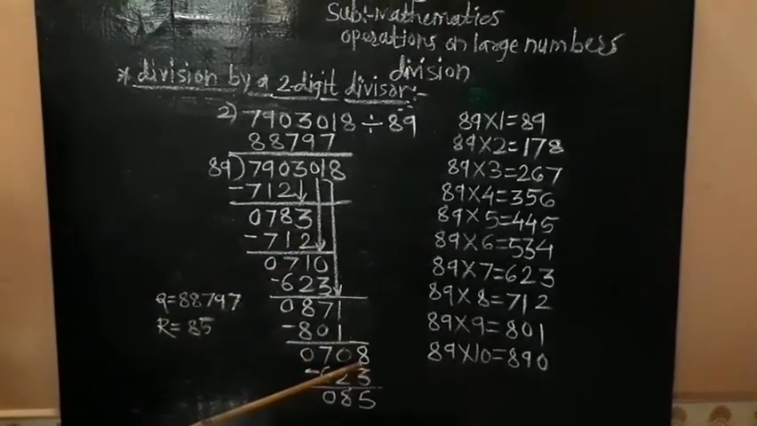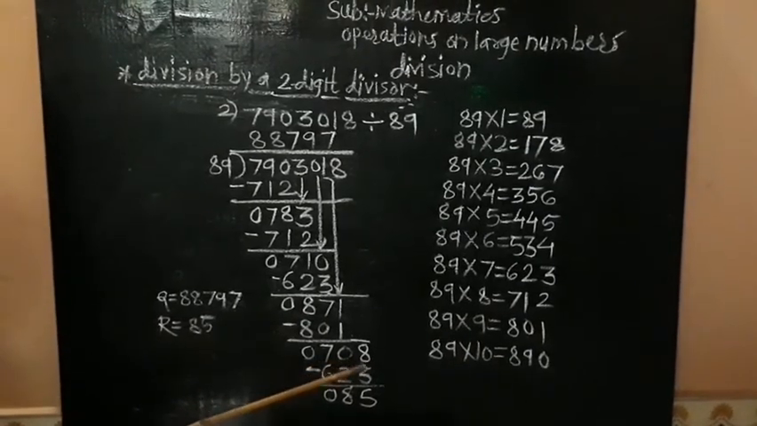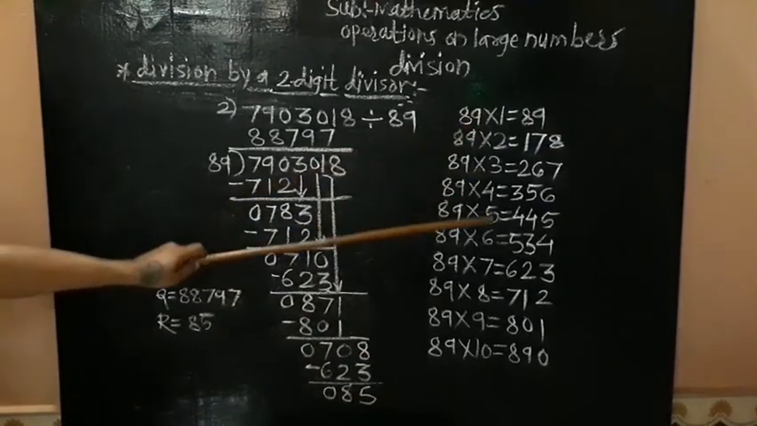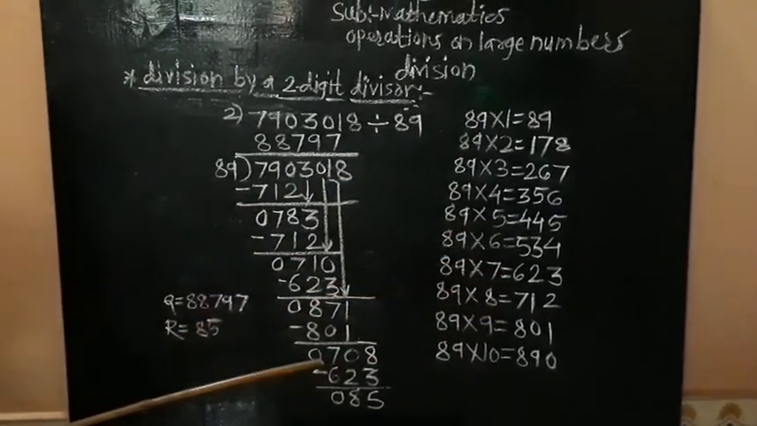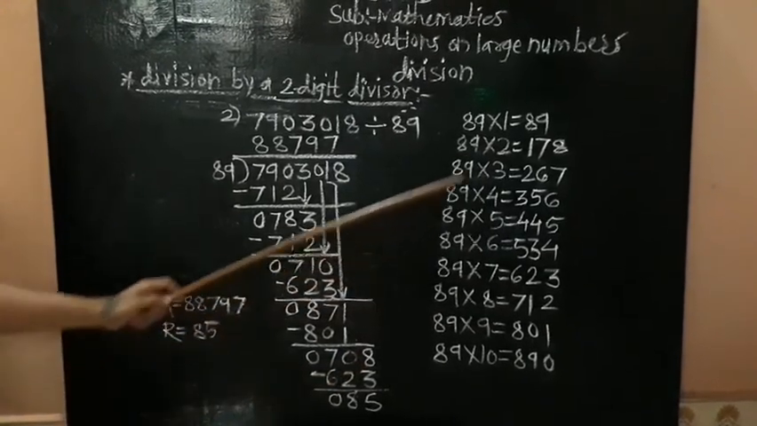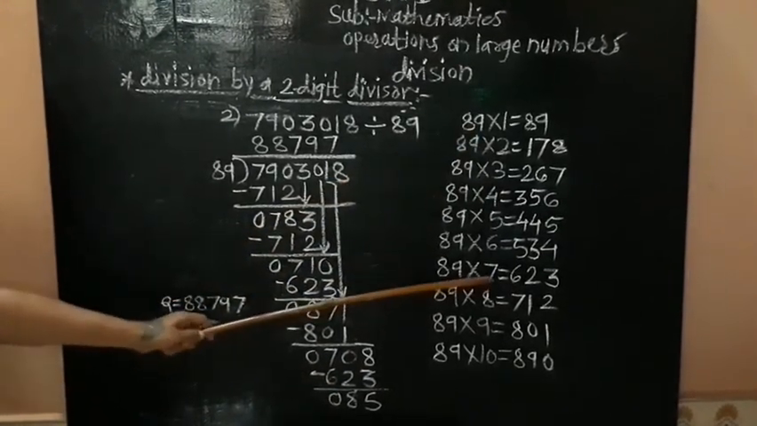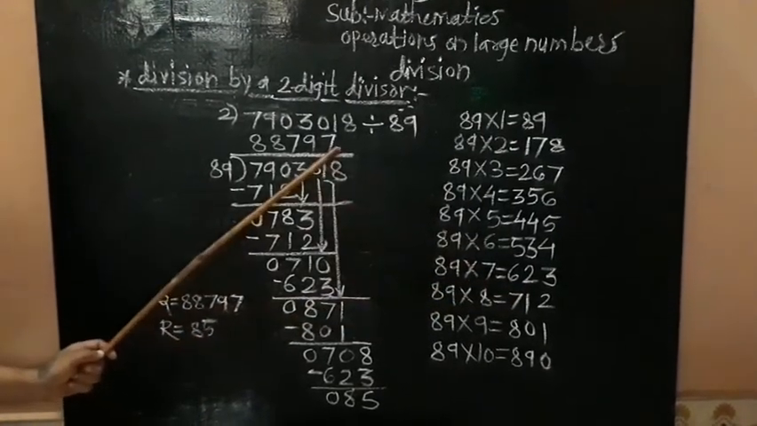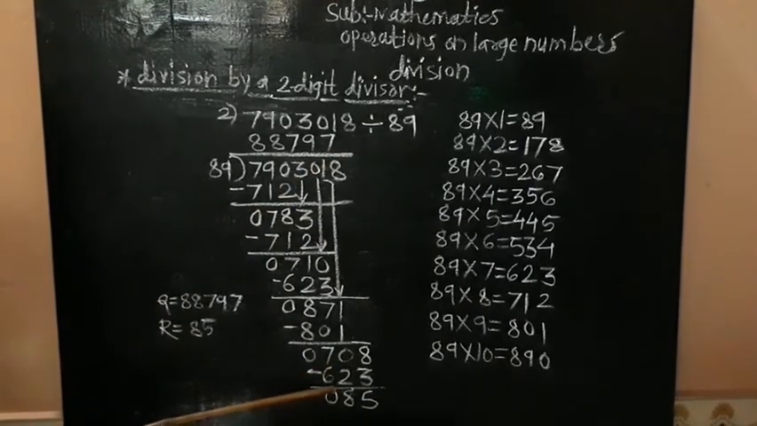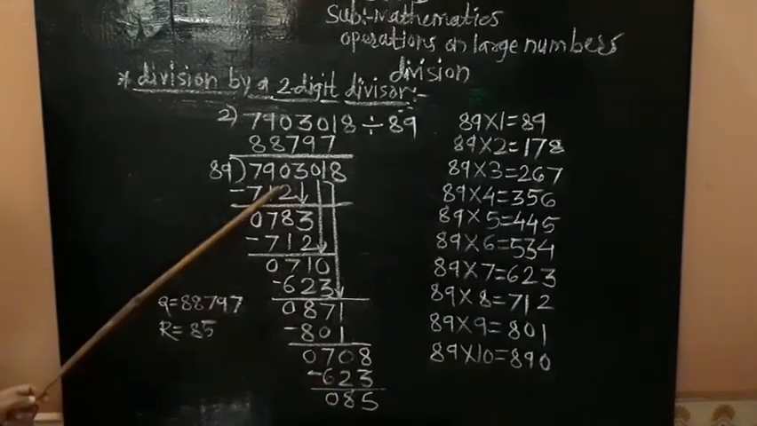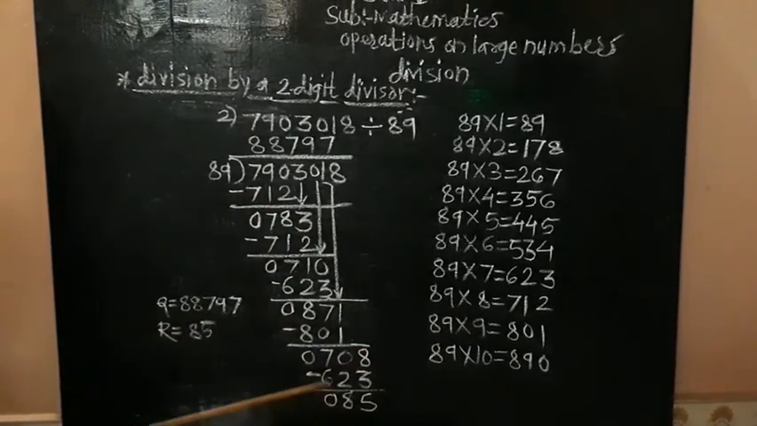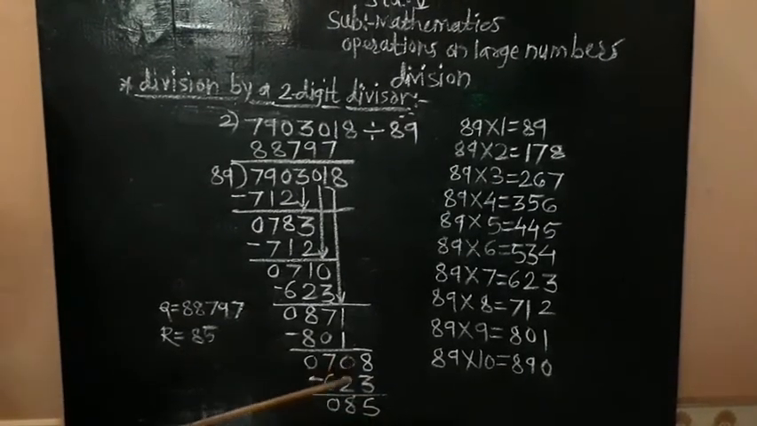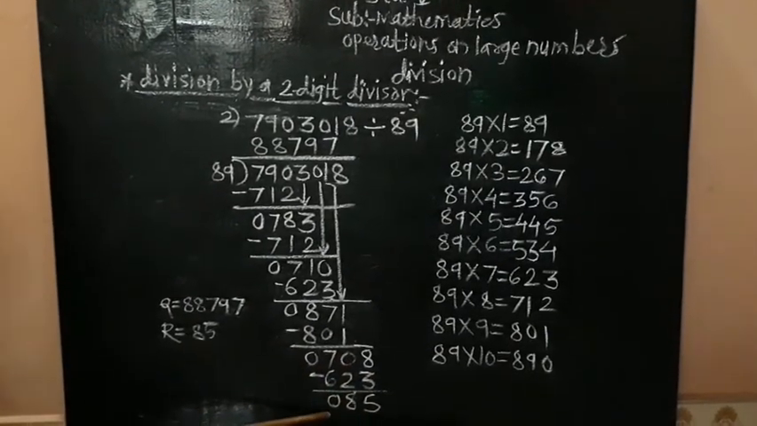So I bring down this 8, and I get a new number, 708. Again you find the smaller number than 708 in 89's table. The smaller number you got here is 623, the 7th place. So 623 is the smaller in 89's table than 708. I am subtracting now: 8 minus 3 is 5, 10 minus 2 is 8, and 6 minus 6 is 0.